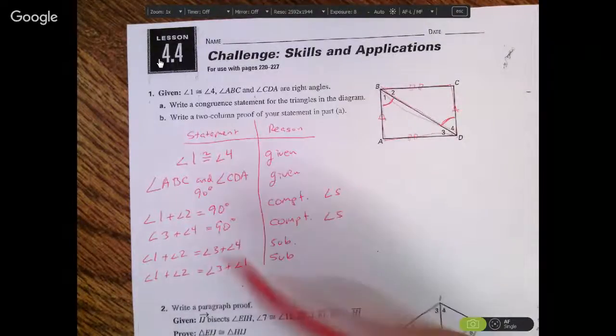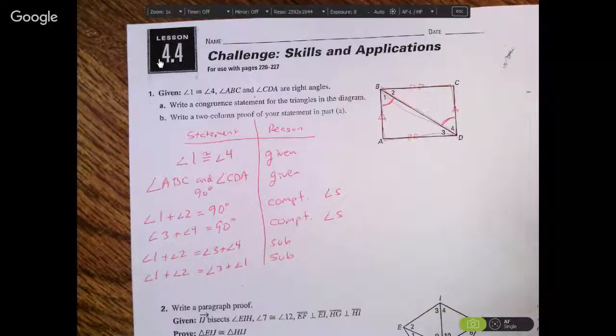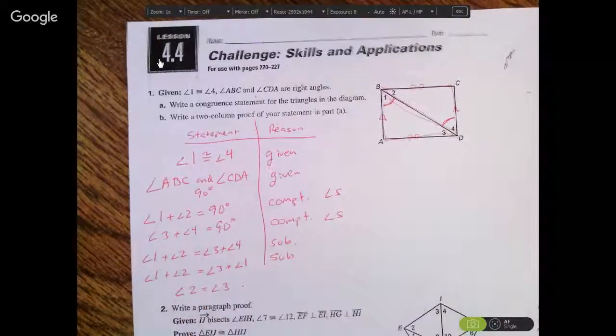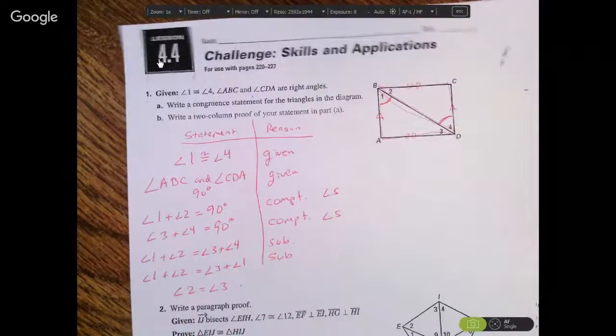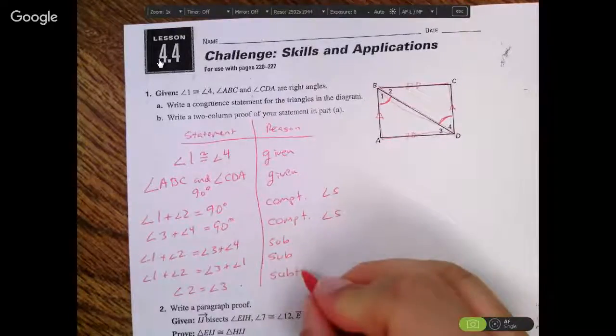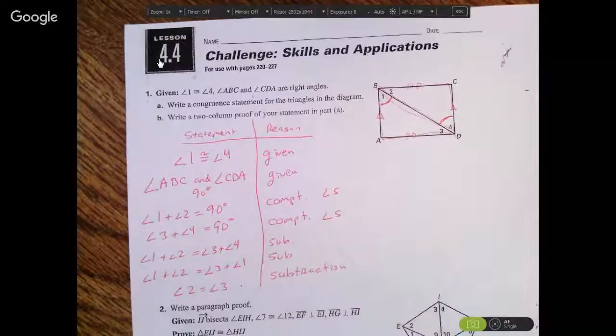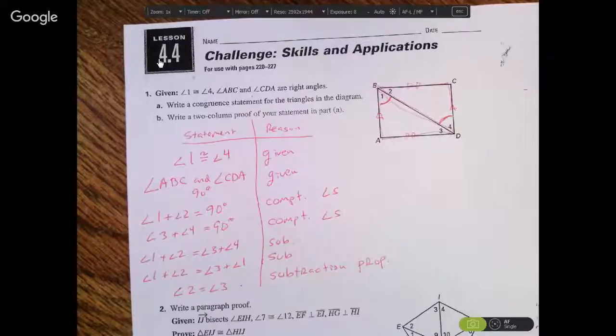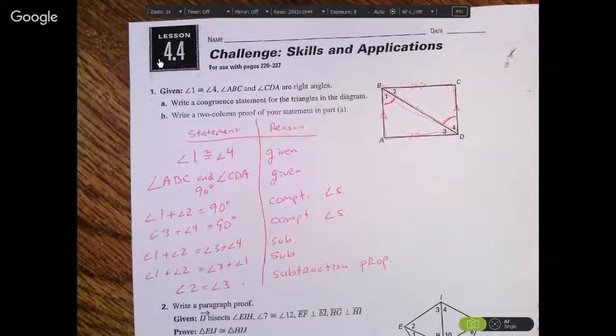Angle 1 plus angle 2 equals... and then angle 2 equals angle 3. Subtraction. Be careful here. I can't just put sub. I gotta put subtraction. Sub, put sub with a T. Okay. I'll just throw out the word subtraction. I think if it's your notes, maybe we can abbreviate. If it's a test, maybe we don't.